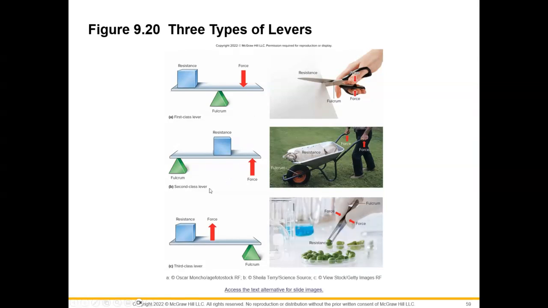Now, you also have in your body second-class levers. In this case, they compare it to the way a wheelbarrow works. You have the fulcrum at the end, the resistance in the middle, and then the force at the other end. And then the third-class lever, you have the resistance at one end, but now you have the force in the middle and the fulcrum at the other end. And they compared this to using tweezers.